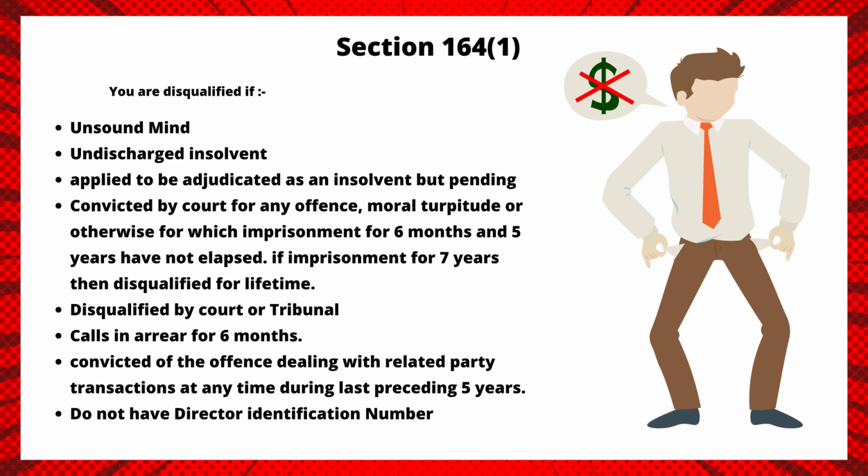Clause D says that if you are convicted by court for any offense, moral turpitude or otherwise. Understood? So if you are convicted by court for what?